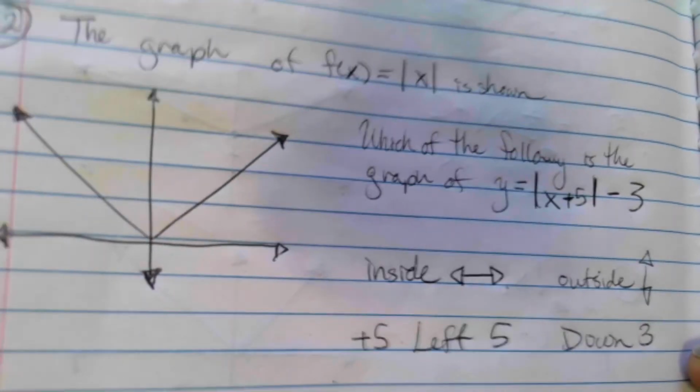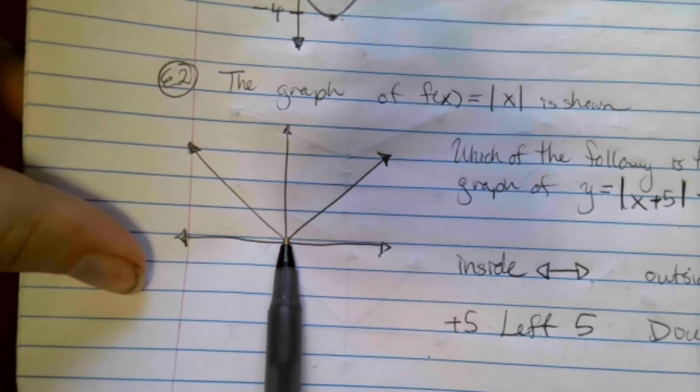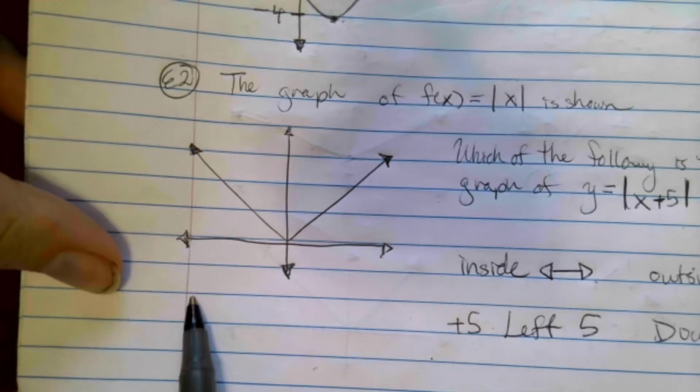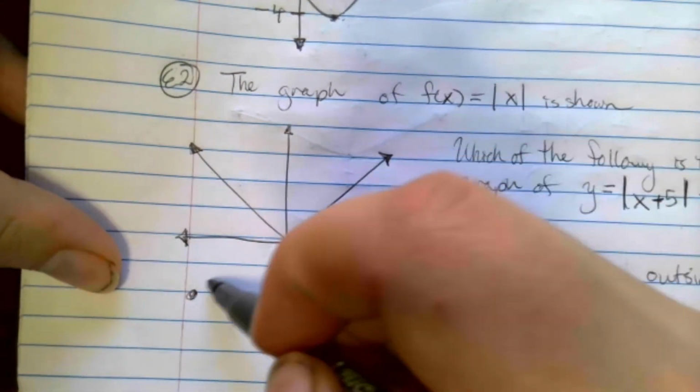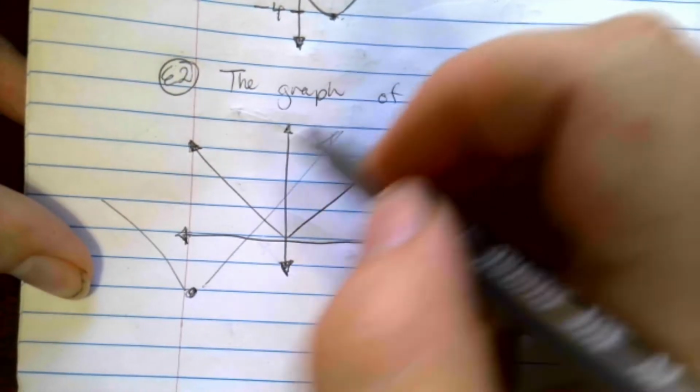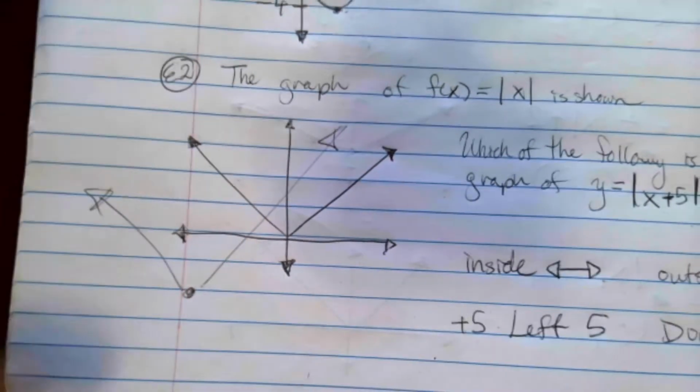So what I'm going to do is look at the multiple choice. I'm going to take the center point. I'm going to go left 5, down 3. Boom. My graph better be there. Pick it, move on.